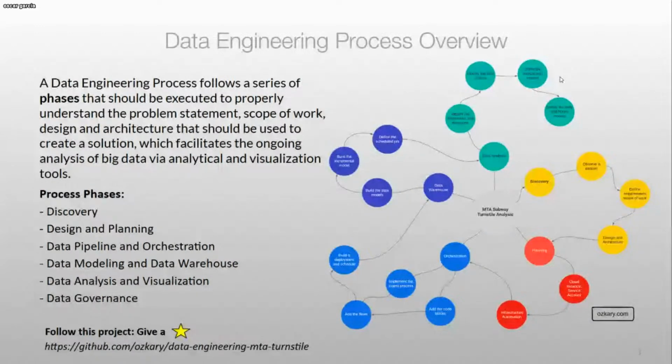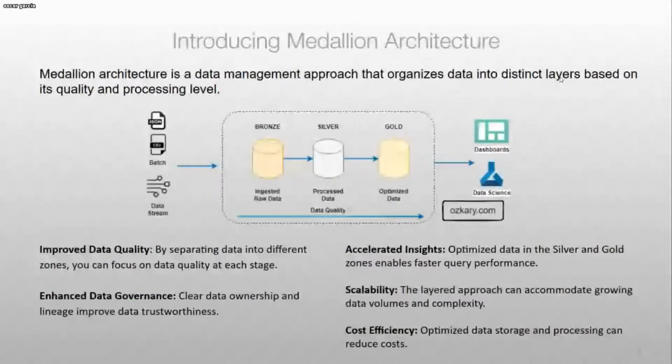So we start with the concept of Medallion Architecture. What is it? What is its purpose, right? So think of a Medallion Architecture as a data management approach. And its goal really is to organize the data in layers that are based on the quality processing level. So different layers, right, based on quality and processing level.